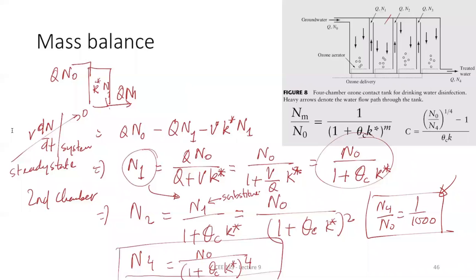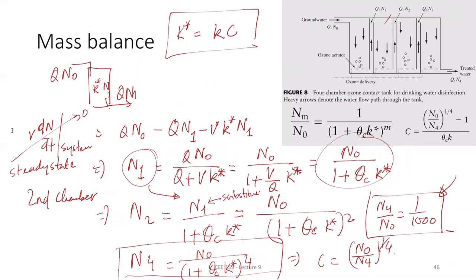K star has the concentration term. So K star is K C^n, with n equal to 1. If you substitute that value here, you are just solving for C. So I'm going to write the equation directly. It will be N0 by N4 to the power 1 by 4, minus 1, divided by theta K. That's the one you are going to solve for.